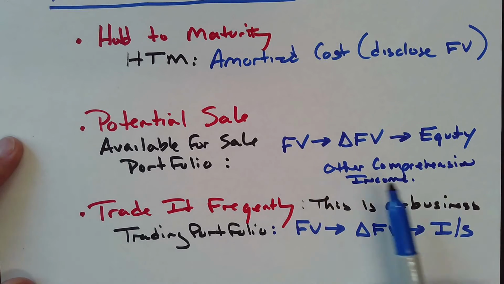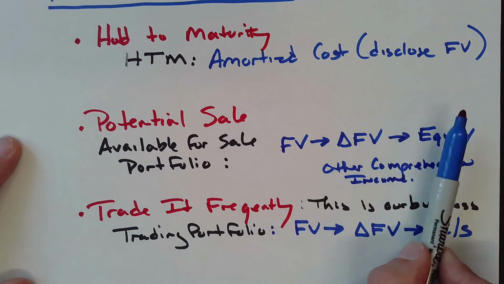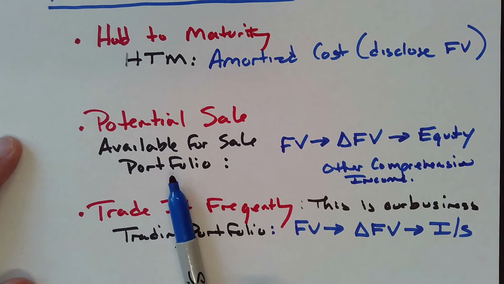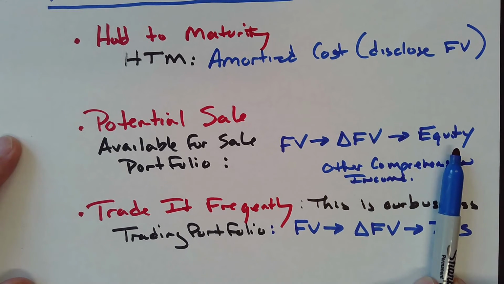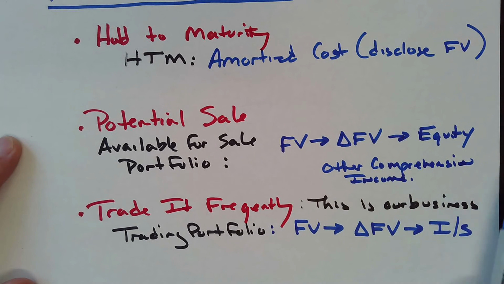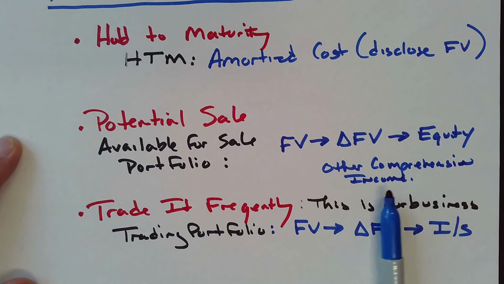So what this is doing is just saying, hey, listen, I have a security here. I might sell it in the future. So I just want to let you know that it is increasing my fair value. And I'm going to recognize that fair value. It's not going to go through the income statement, but it's going to go through this thing called other comprehensive income that's a part of equity.